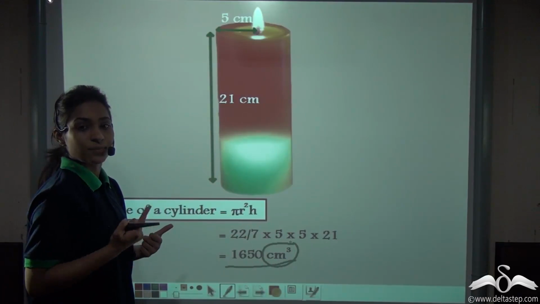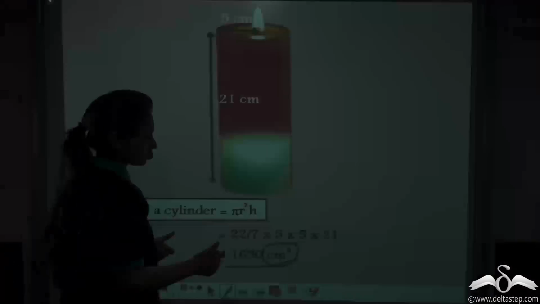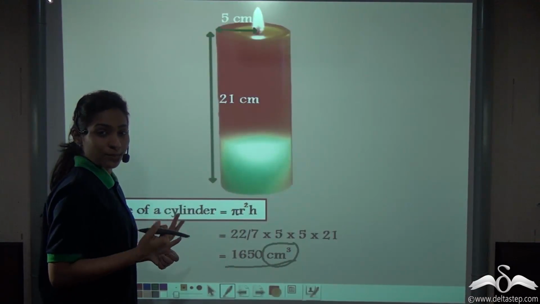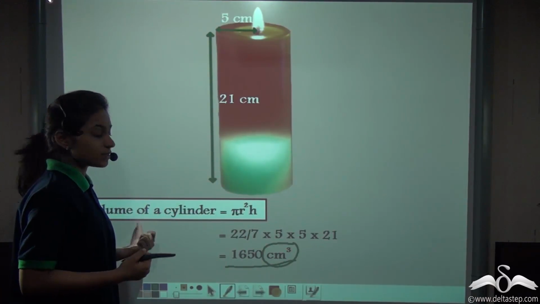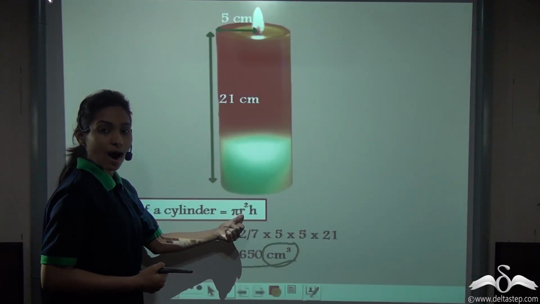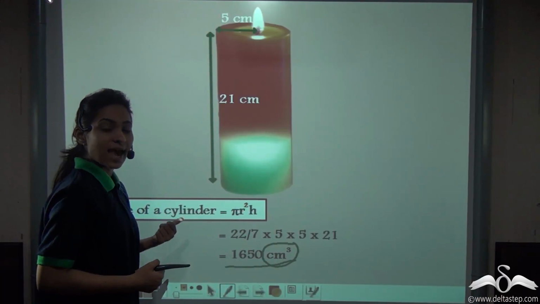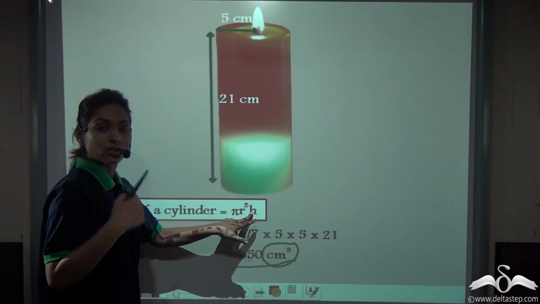Because volume is always represented with cubic units. So now you know that the volume of a cylinder is pi r square h, where r is the radius of the circular base and h is the height of the cylinder.